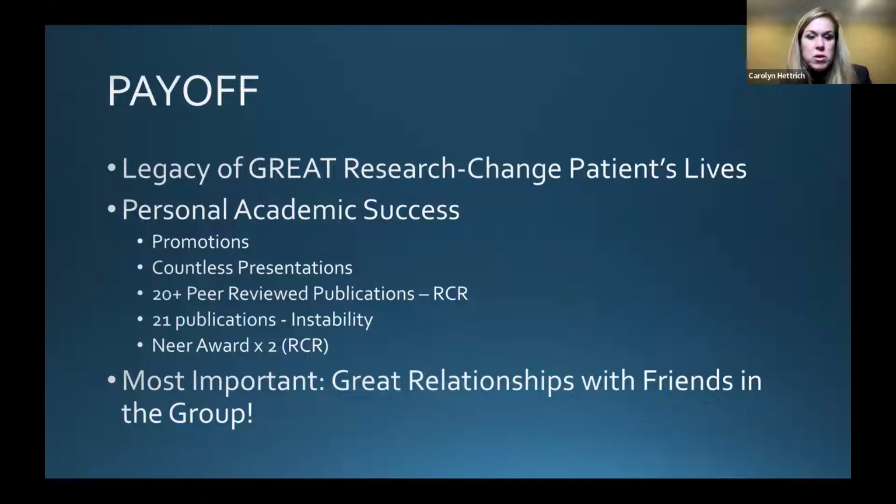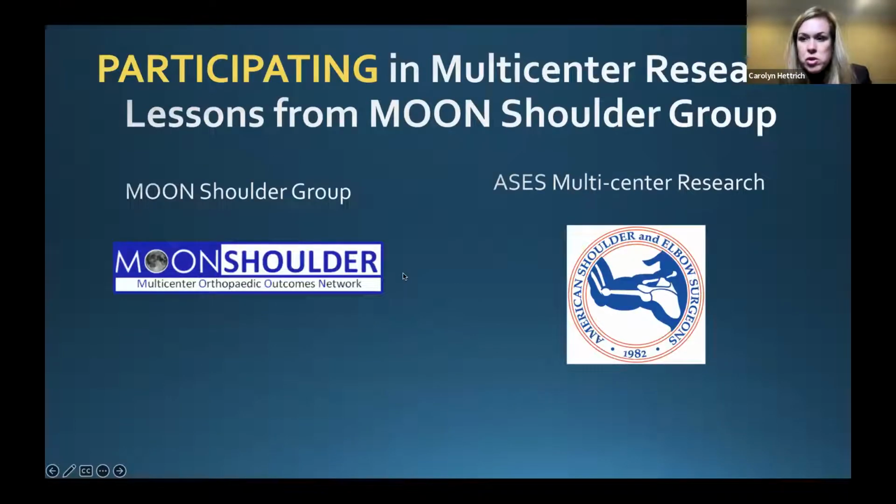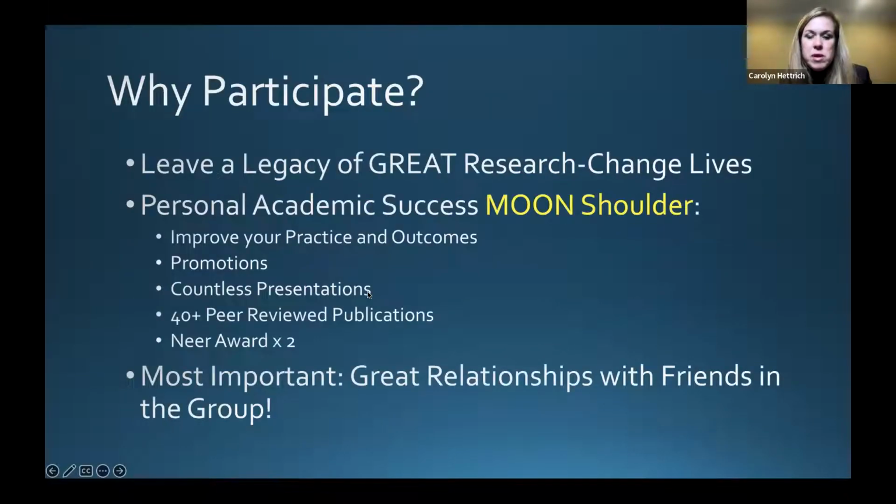Rotator Cuff has had 2 NEAR awards. And the biggest thing I think from it is great relationships with friends. We really do have a good time with the people that you work with, and really do enjoy discussing everything with them. So now I'm going to shift gears just really quickly for this next part, for participating in multi-center research. And it's from the same thing.